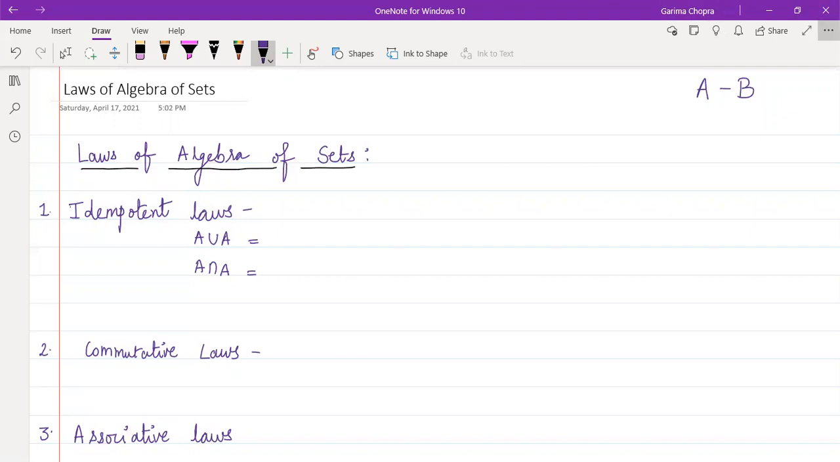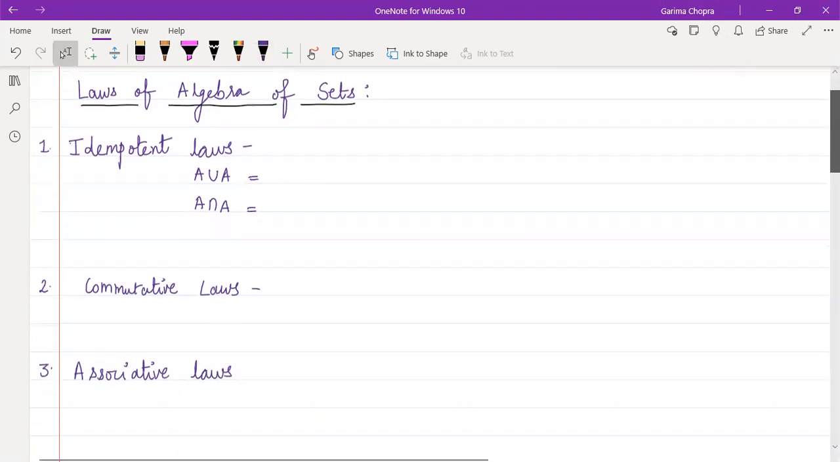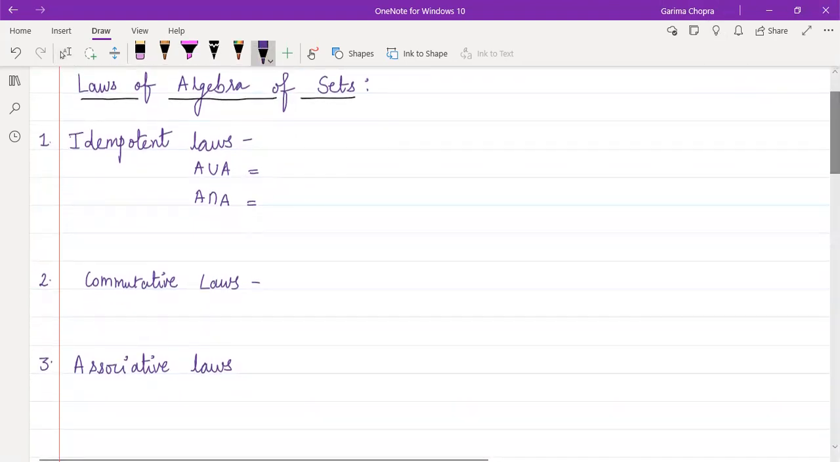The first law for the algebra of sets is the idempotent law. We have here two laws. One is for the union operation and another one is for the intersection operation. We are considering any set A, and when we take the union of A with A, then by the idempotent law, we can check it with the Venn diagram also, this union will come as A. And similarly, if we take the intersection of A with A, this will also come as A.